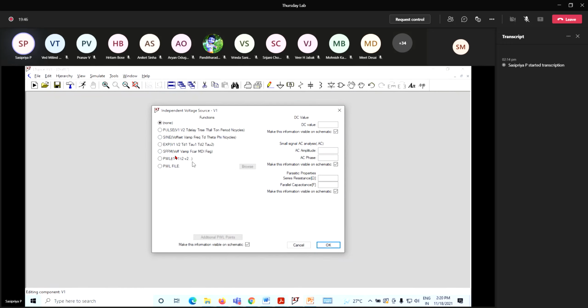and different magnitudes and different time periods I can apply. This is pulse with linear. All these possibilities are there. So now we need to apply a sinusoidal signal.